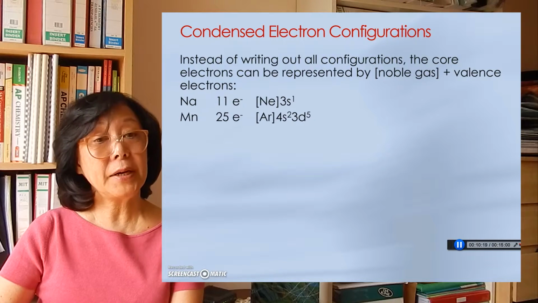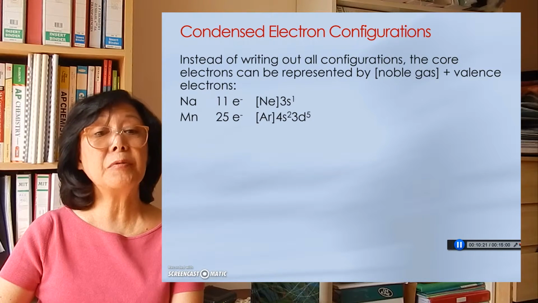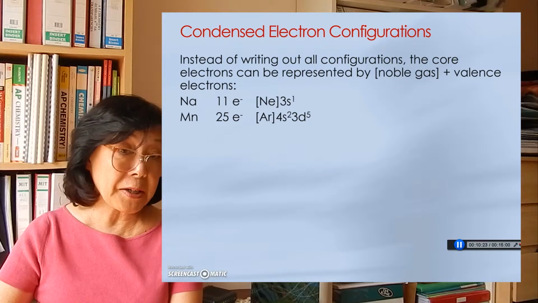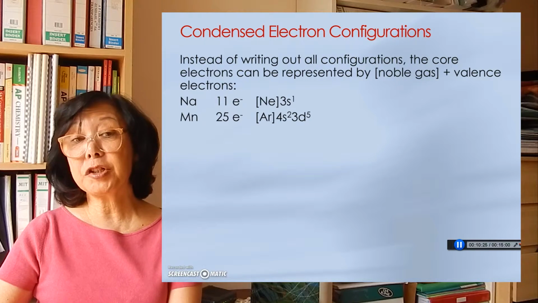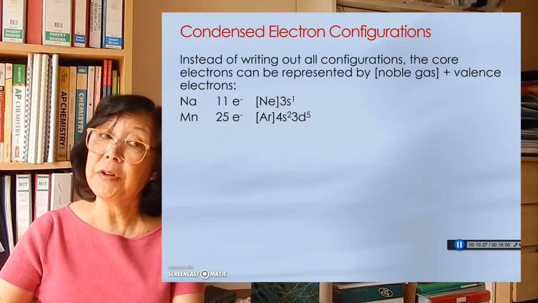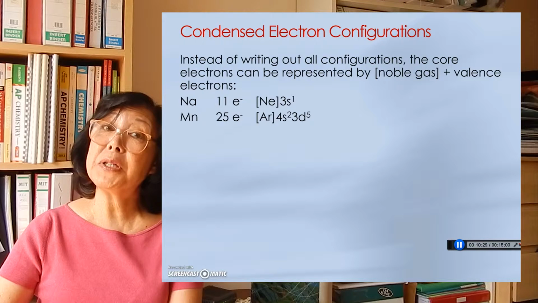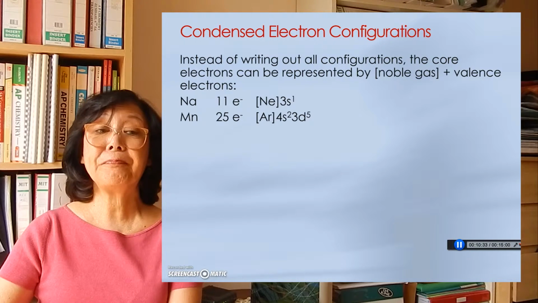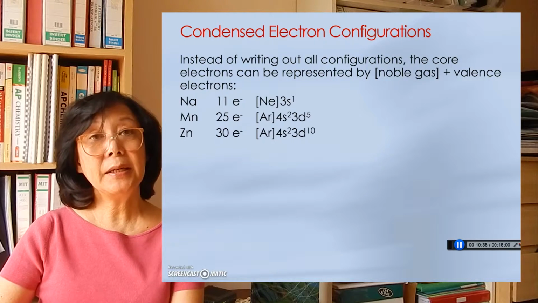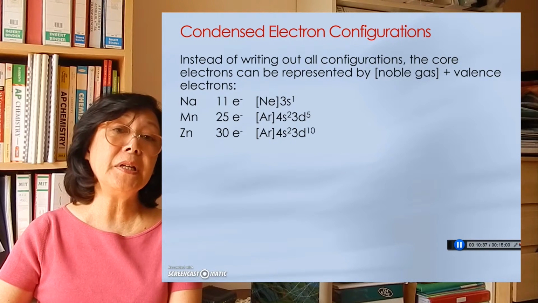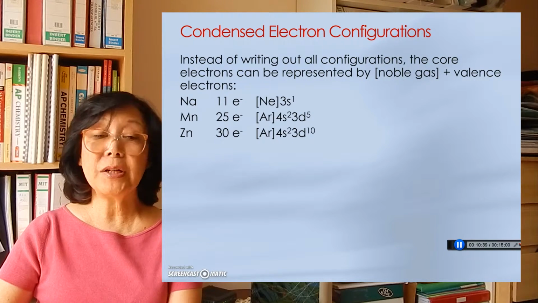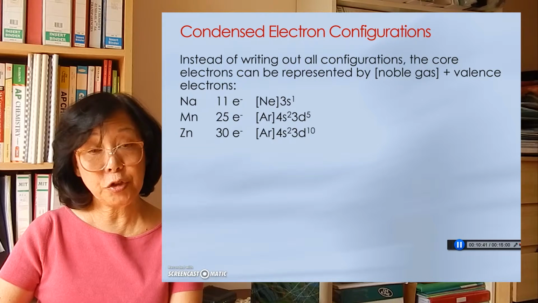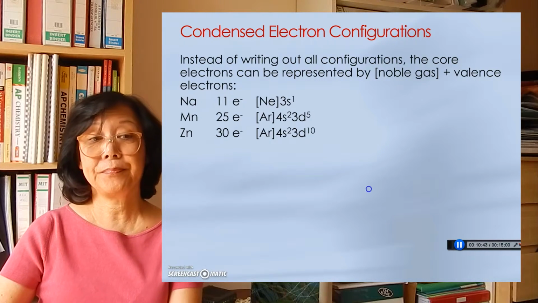Manganese is a transition metal with 25 electrons, so we use the nearest noble gas, argon, then followed by 4s2 and 3d5. Remember that the d orbitals are always one level lower than where they belong in the periodic table. Now with zinc, the last element in the 3d energy level, we have argon, 4s2, 3d10.